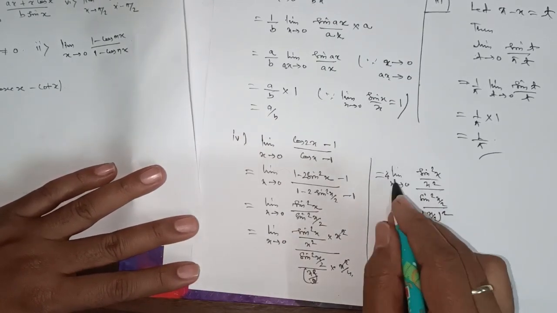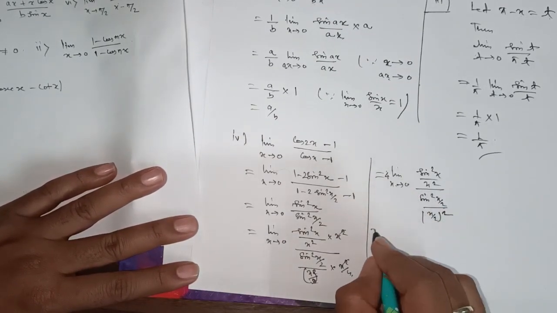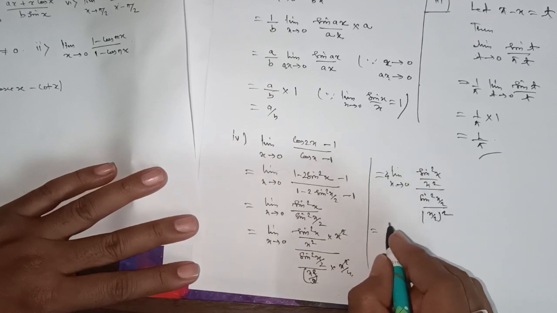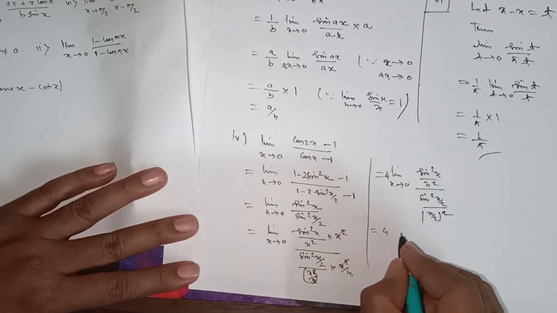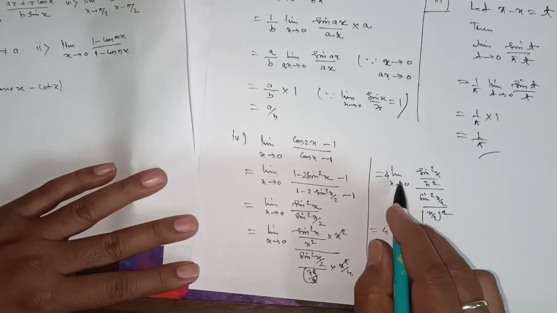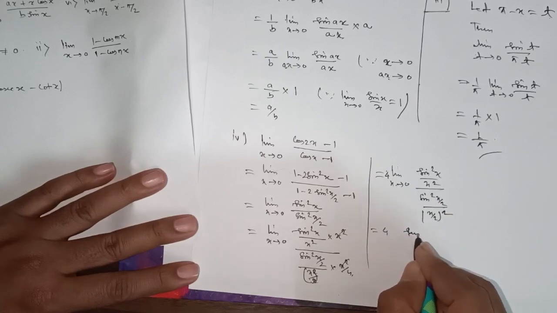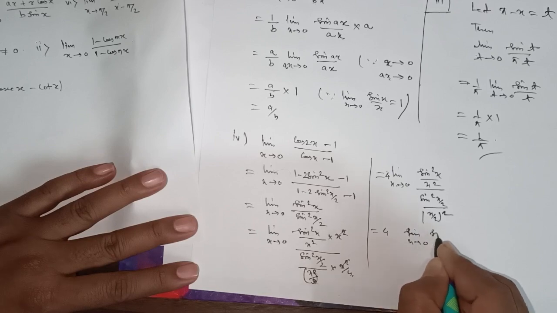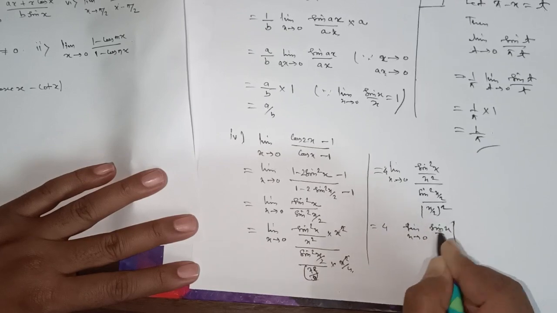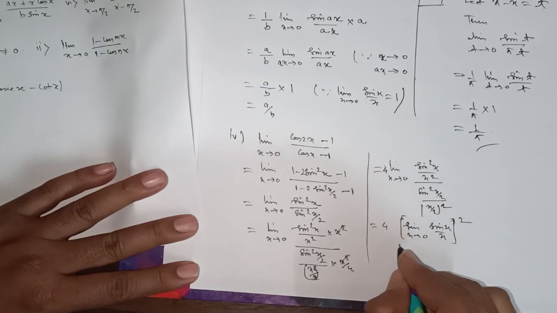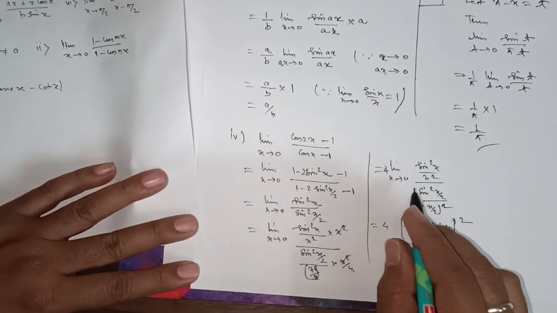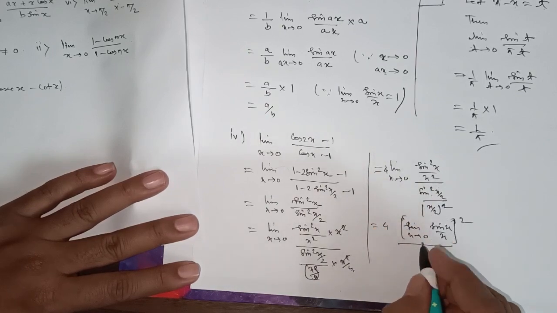So the limit will be in a dividing form, so it will distribute, and there's a power rule also. We'll apply the power rule. We'll get here limit x tends to 0 (sin x by x) whole square, and this limit will go here also. Quotient rule and power rule both will apply together.